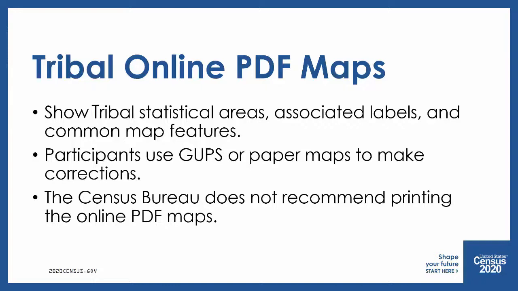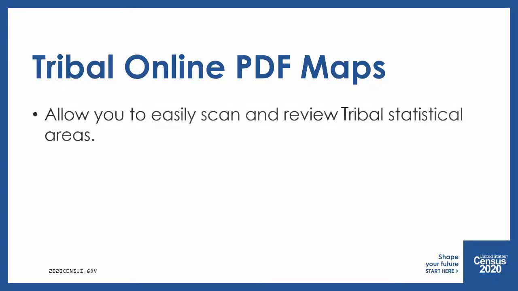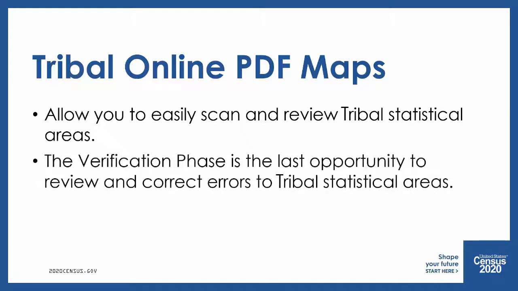While the 2020 tribal statistical areas can be reviewed using TigerWeb, using online PDF maps may be preferred for some participants. For some tribal areas, online PDF maps may allow participants to more easily scan and review the tribal statistical area boundaries. The verification phase is the last opportunity to correct errors or inconsistencies with the 2020 tribal statistical areas before the final 2020 tabulation geography is created. So this verification review is very important.